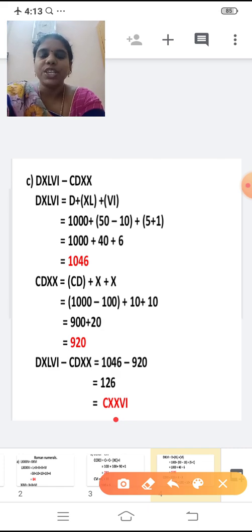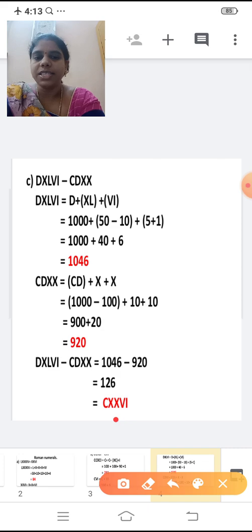DXLVI. So D plus XL plus VI. So the value for D is 1000 plus XL. L minus X, so 50 minus 10, plus VI, V plus I, 5 plus 1. So 1000 plus 40 plus 6, 1046. Now take the next one.